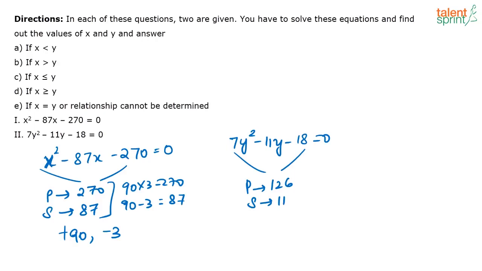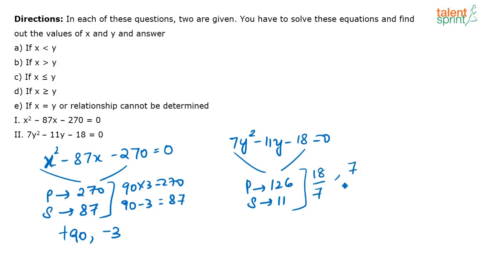Now similarly you have minus minus here. So again, the product of two numbers is 126 and their sum is going to be 11. So again, what are the numbers? We know 18 into 7 is 126. Very easy to find out. 18 into 7 is 126, 18 minus 7 is 11. Correct? So the numbers are 18 and 7.